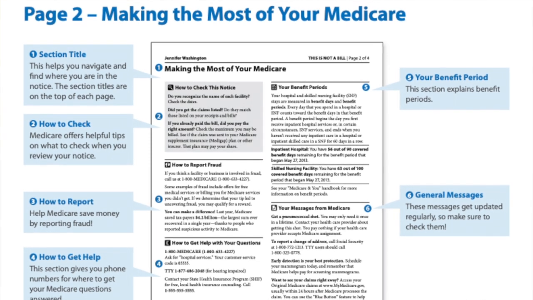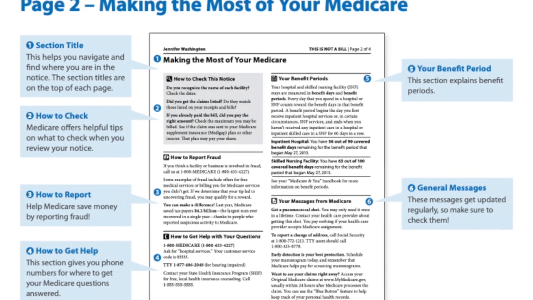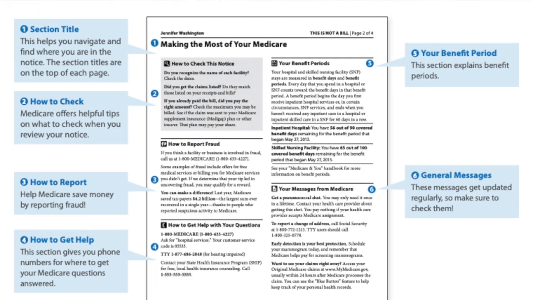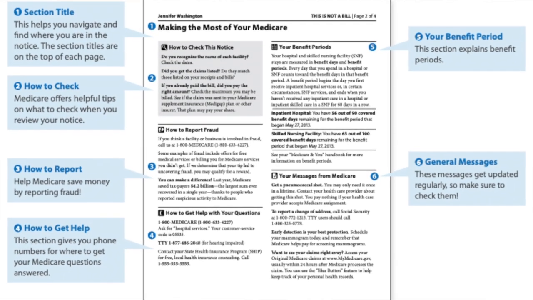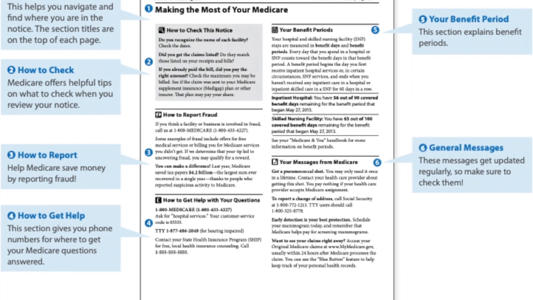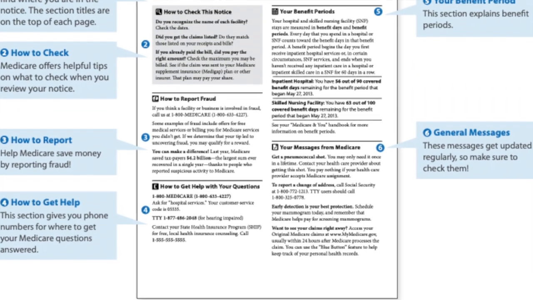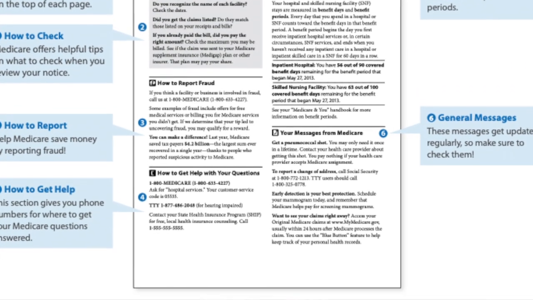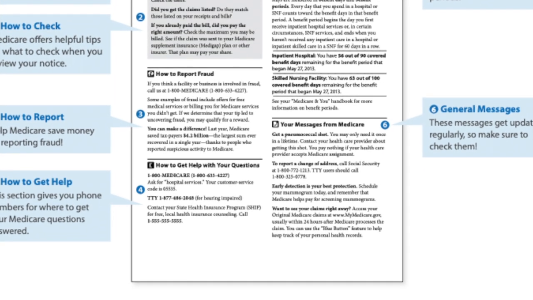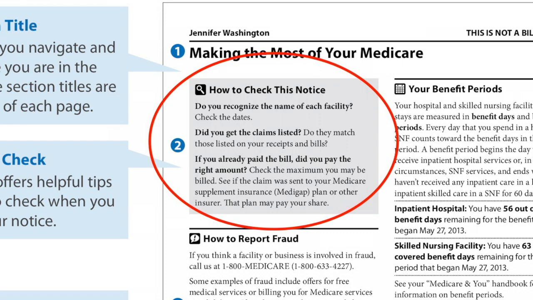Now, let's go on to page 2. Page 2 is titled in this description, Making the Most of Your Medicare. Most people ignore this as the fine print page. However, some of that fine print may be important to you. Let's break it down. At the top left-hand corner is a big gray box. It has frequently asked questions.